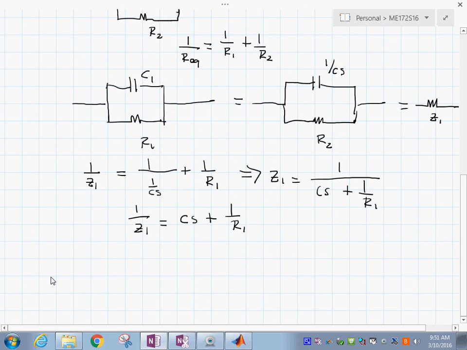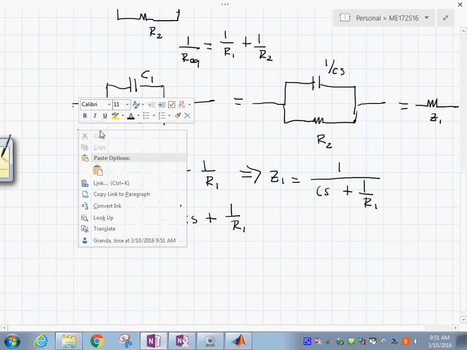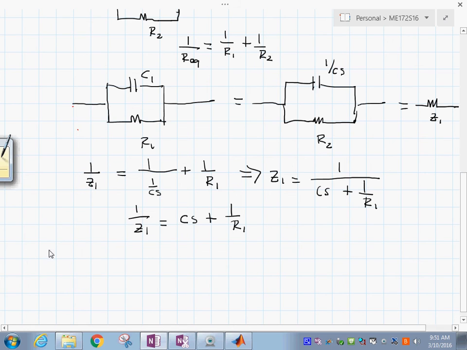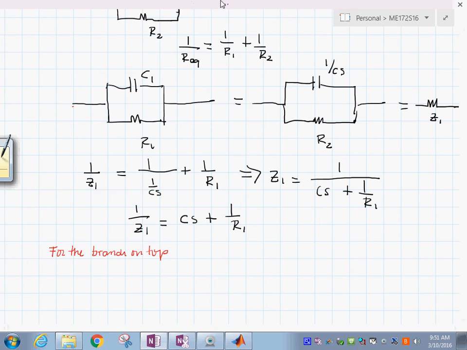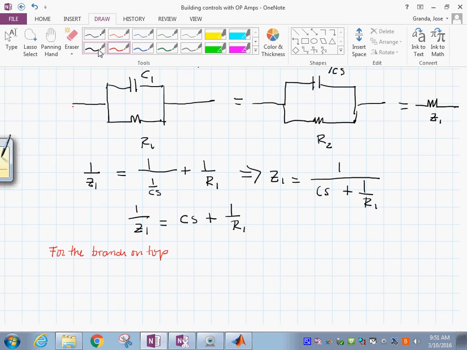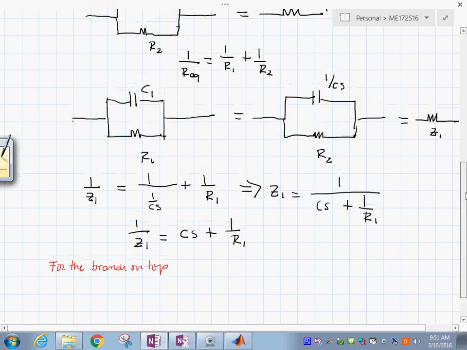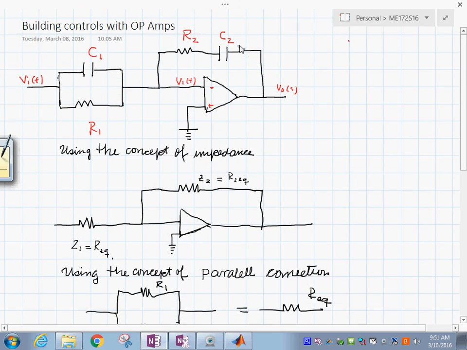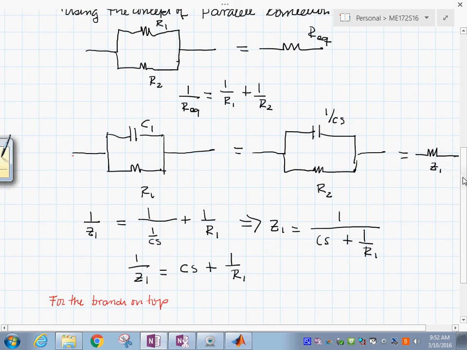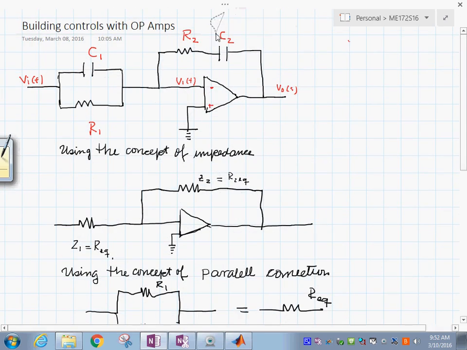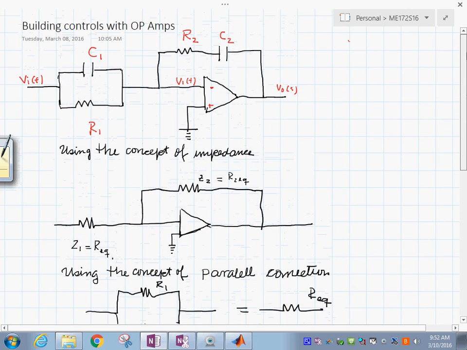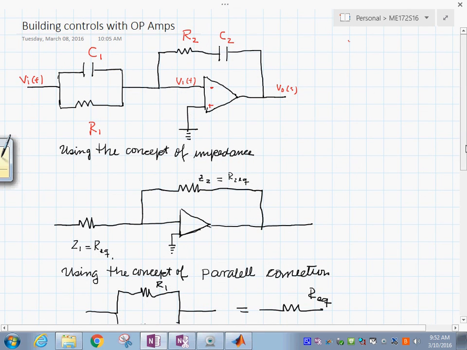So let's just put a title: for the top branch. So in here let's just draw the circuit to make sure that we know exactly what we're talking about. We are talking about this one right here. So let's just draw it over here, and that is going to be like this, where you have R sub 2 over here, and then you have C sub 2 here, like this.